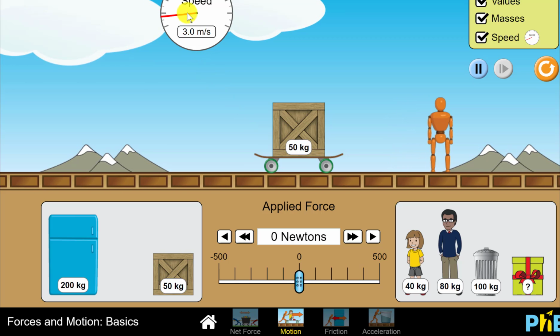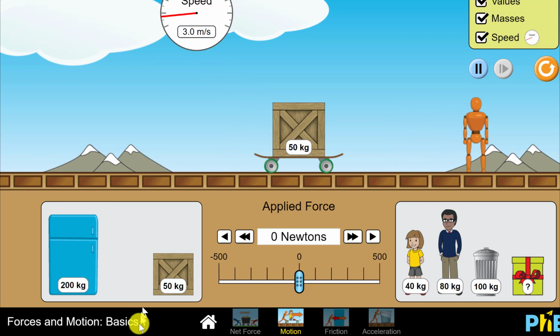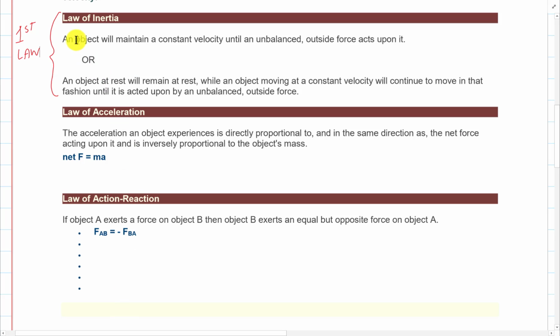So an object will maintain a constant velocity until an outside force acts upon it. An object at rest will remain at rest, and an object at constant velocity will continue to move in that fashion. That's Newton's first law.